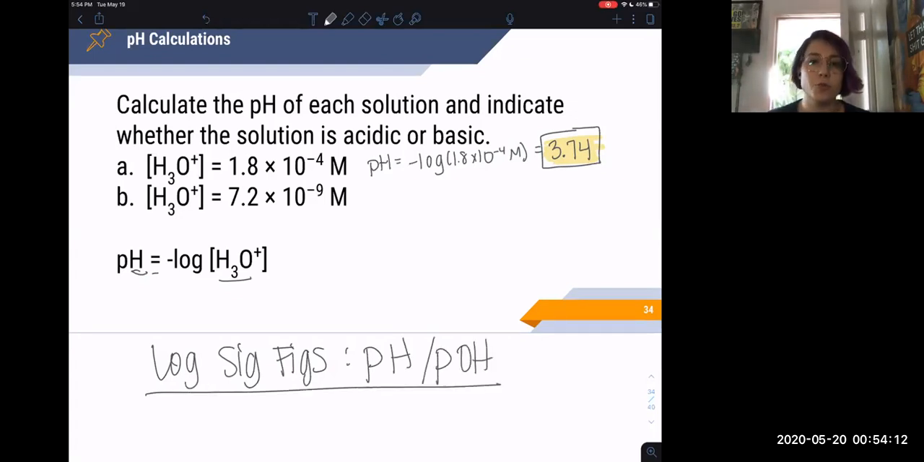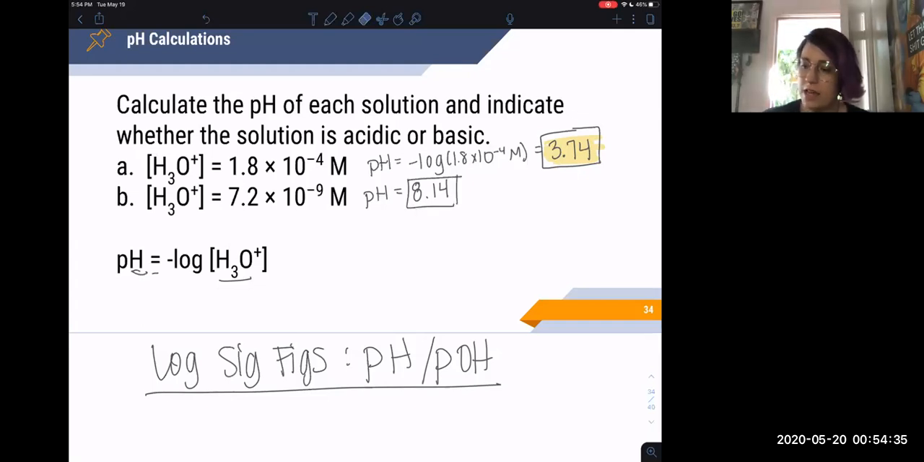So hopefully you got 3.74, and you can do the next one. It depends on your calculator, of course, how you're going to plug this in. Some of you need to plug the number in first and then press log, and some of you need to press negative log of and then put the number in parentheses and everything. So hopefully this is what you're getting.